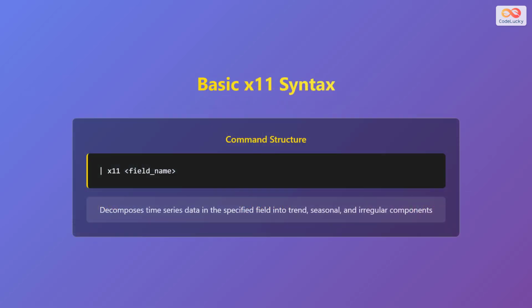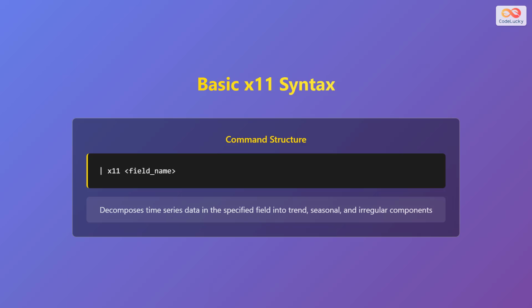The basic syntax for the x11 command is straightforward. You pipe your data to the x11 command followed by the field name that contains your time series values. The pipe symbol tells Splunk to pass the results from the previous command to x11. The field name parameter specifies which numeric field in your data should be decomposed.